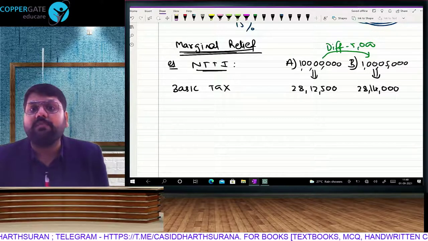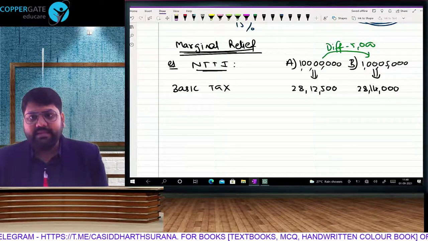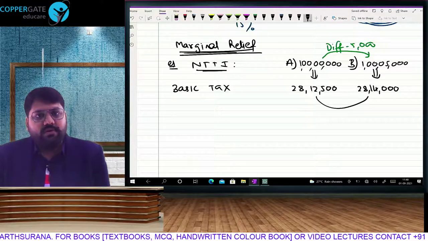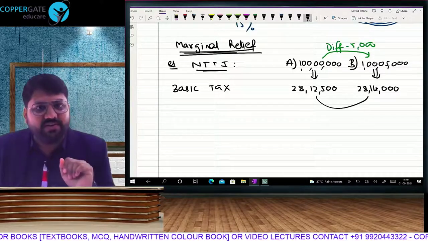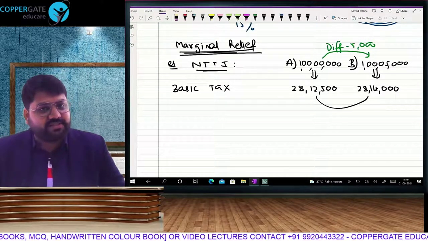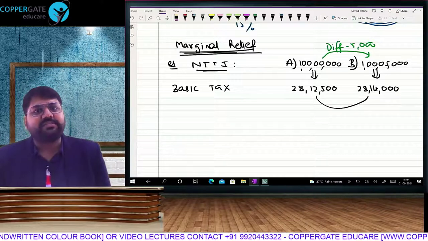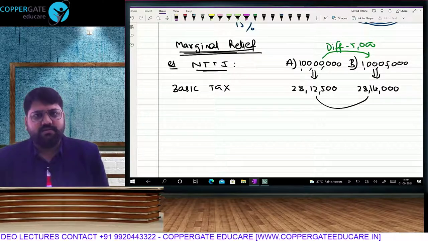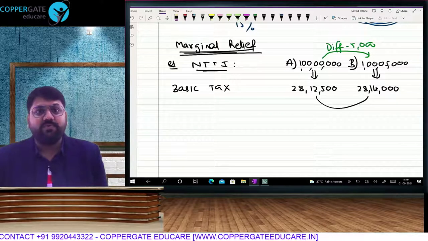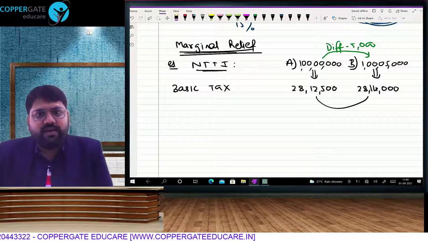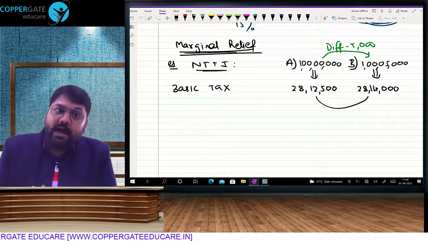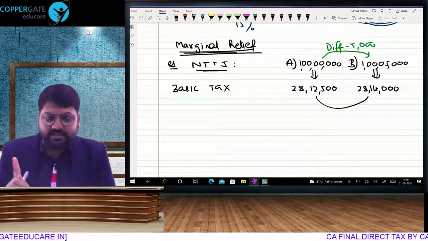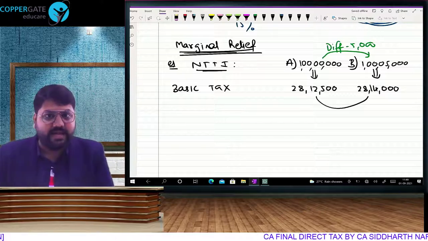What is the difference in income of the two assessees? 5,000. What is the difference in tax already? 1,500. I'll show you some magic. Listen, tell me one thing. This extra 5,000 which B has earned, B is falling in which tax bracket, which slab rate? 30%. That means this 5,000 must have been taxed at 30%. What is 30% of 5,000? Magic. That's the difference of 1,500. That means out of the extra income of 5,000, I have already paid 1,500. My income is exceeding only by 5,000, and out of that, 1,500 has already become my tax liability. Correct? Because of the 30% bracket.